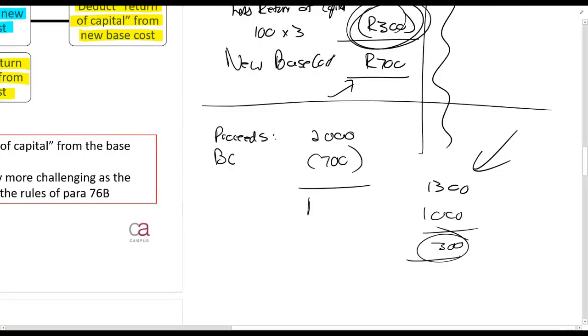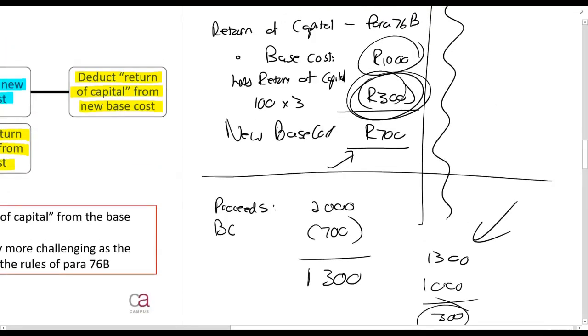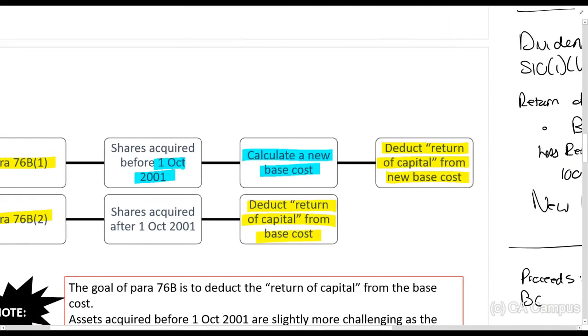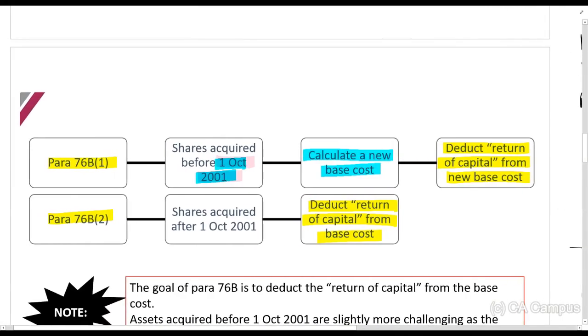Because when we do this calculation, which I just showed you guys, okay, I'm just redoing it quickly. When you do this paragraph 76B, you deduct the return of capital from the base cost. So this base cost over here must be correct. And what do we know about assets acquired before the 1st of October 2001? Their base cost is complicated because it is calculated as the valuation date value plus costs after 1 October 2001. This is all from your CGT knowledge.